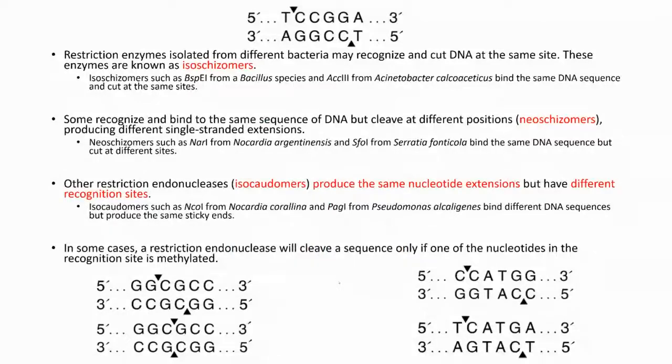And the restriction enzymes also have different classifications. If they are isolated from different bacteria and they recognize and cut the same DNA, we call these enzymes isoschizomers. For example, BspEI and AccIII both recognize the sequence TCCGGA, and they cut here. So these 2 enzymes, BspEI and AccIII, are isoschizomers.